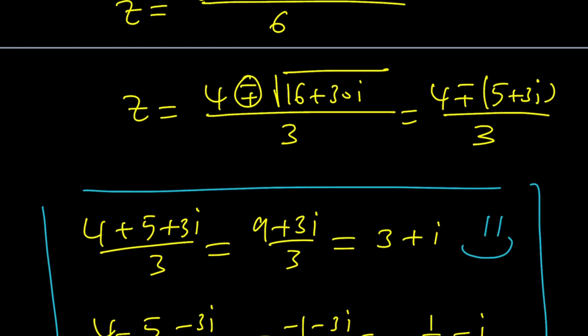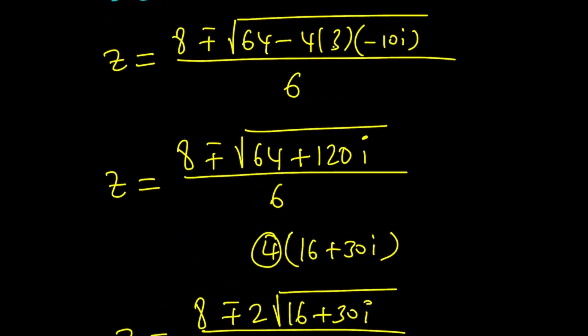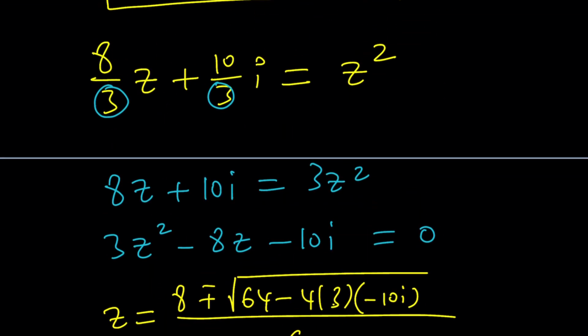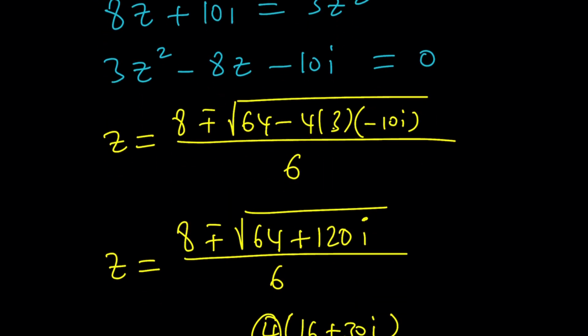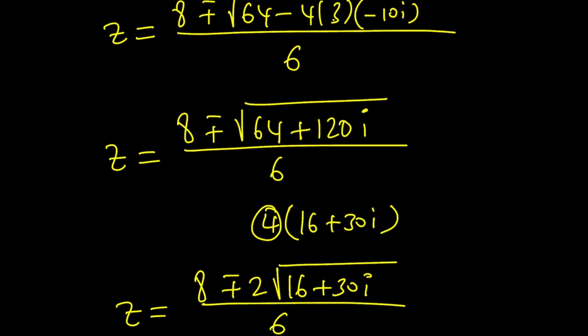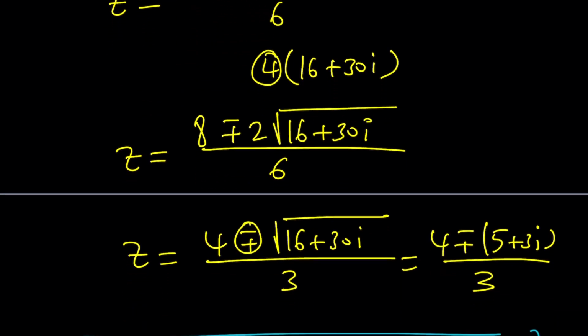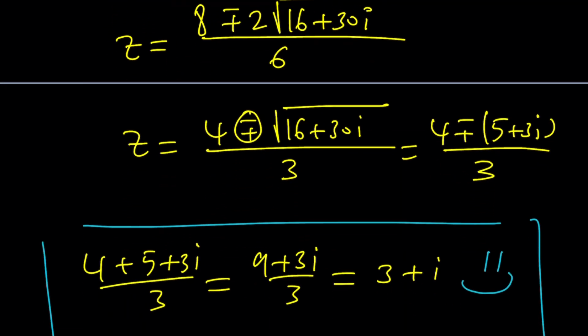Let me quickly summarize what we did here. First we squared both sides, and then we multiplied everything by 3. And then we used the quadratic formula, and to find the square root of a complex number, first we simplified it, and then we set this equal to a plus bi, and went with that, which is this one. And by the way, if you square this, you should be getting 16 plus 30i, right? And then we just found the solutions that way.